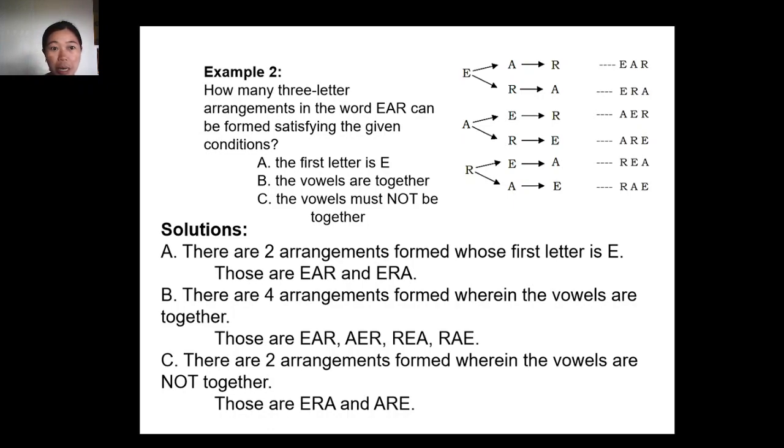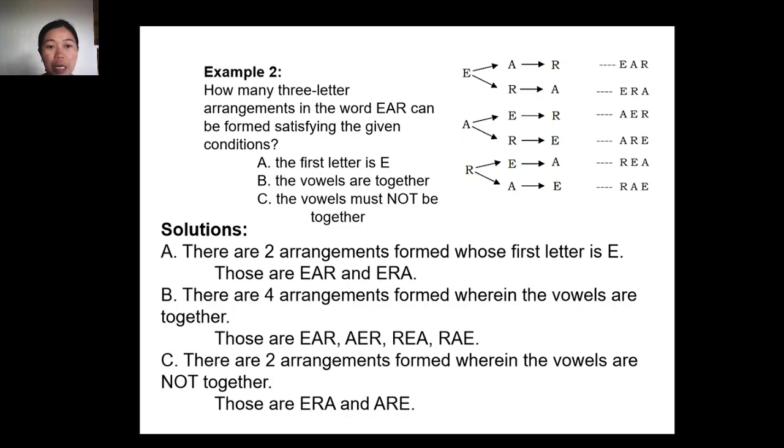If you're going to answer the given condition for letter A, the first letter is E. So looking at the result, if the first letter is E, the number of arrangements will be 2, the first 2. So we have E-A-R and E-R-A. So the 2 results have E as the first letter. So meaning, the answer for letter A is 2. There are 2 arrangements whose first letter is E, and those are E-A-R and E-R-A.